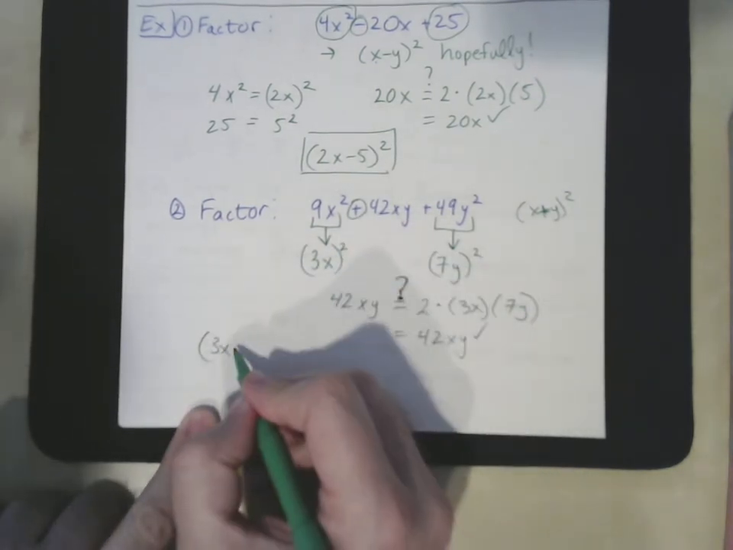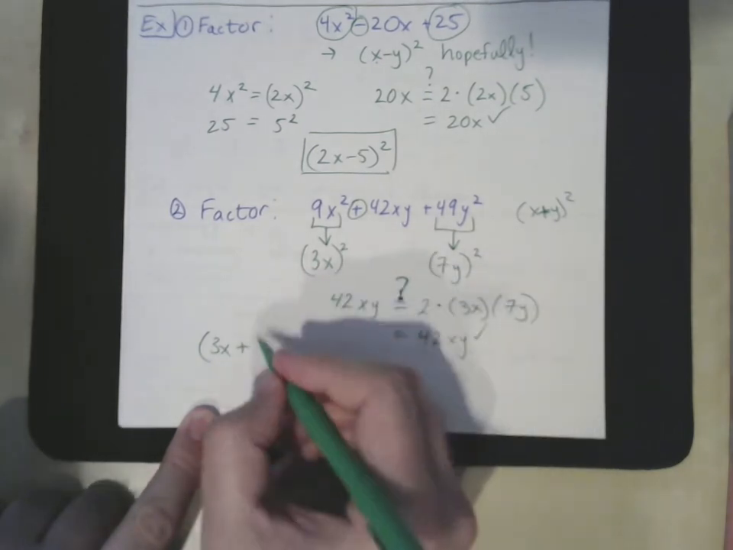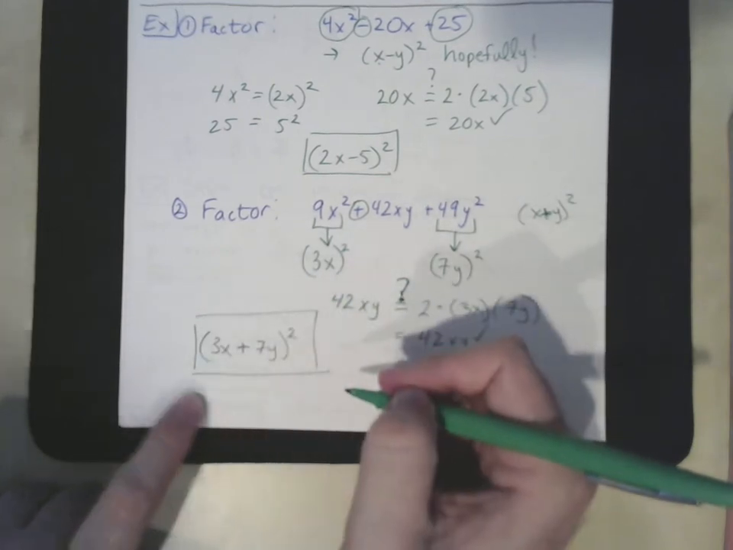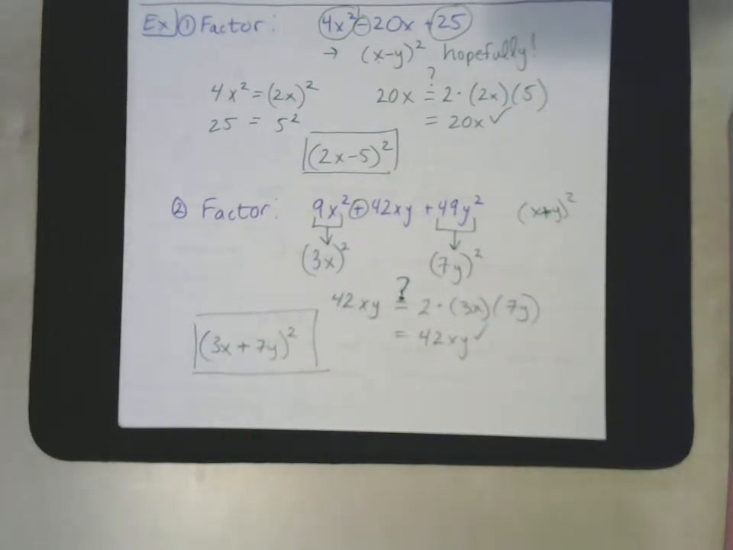So our final answer then is 3x plus 7y, quantity squared. And that's how we take care of special products, perfect square trinomials.